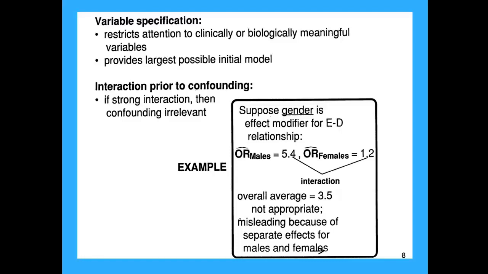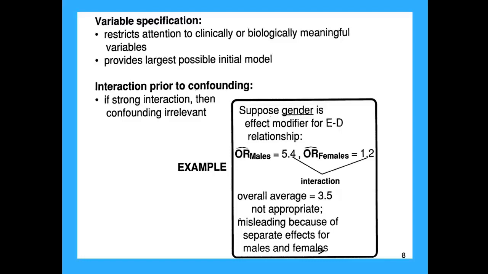Now, do you want to control for gender as a confounder in that case? Well, you want to control for gender because the effect is different whether you're male or female. But if you're trying to assess gender as a confounder, you'd want to come up with some average of these two numbers, some kind of weighted average over males and females. Well, you don't want to get a weighted average of two numbers that are giving you very different conclusions. So that's why interaction comes before confounding.